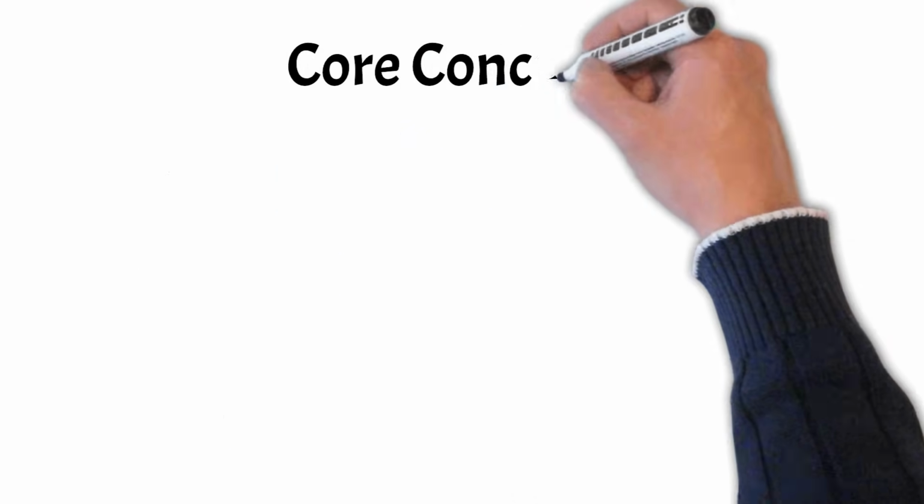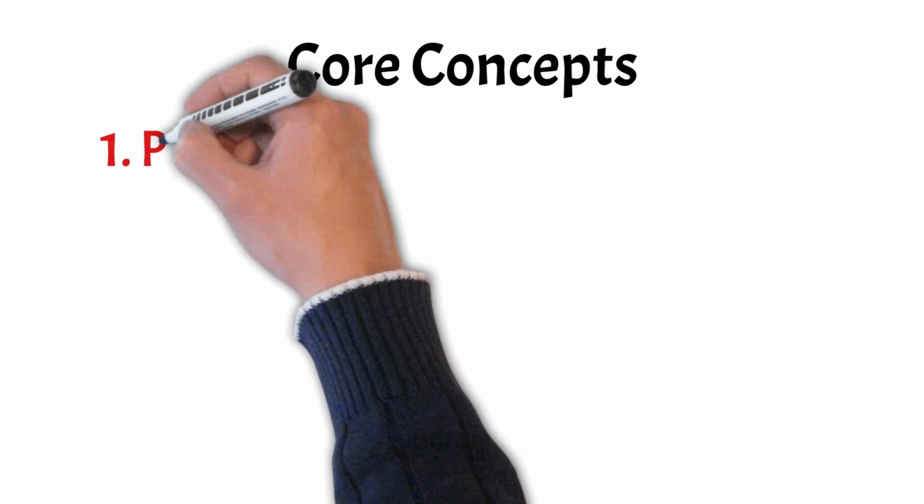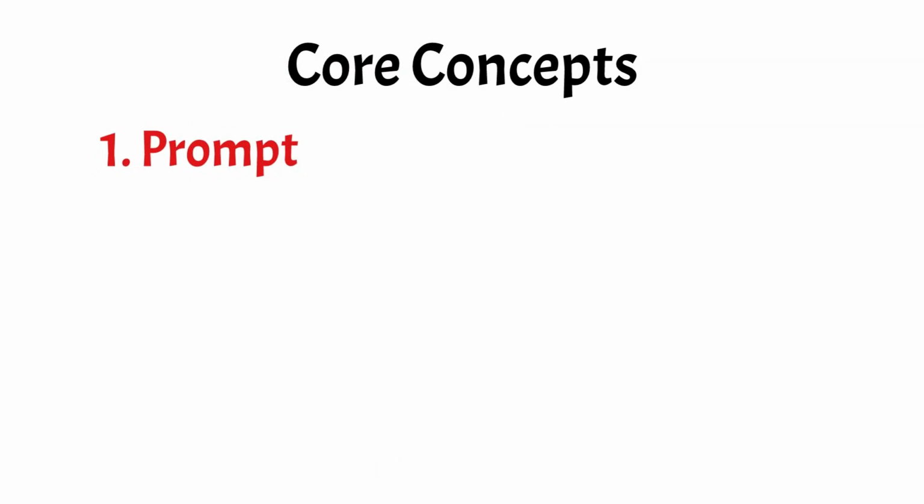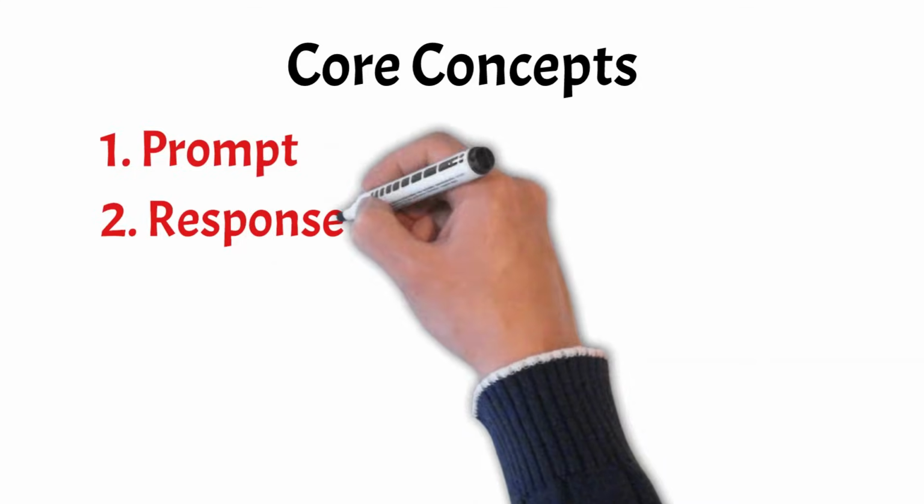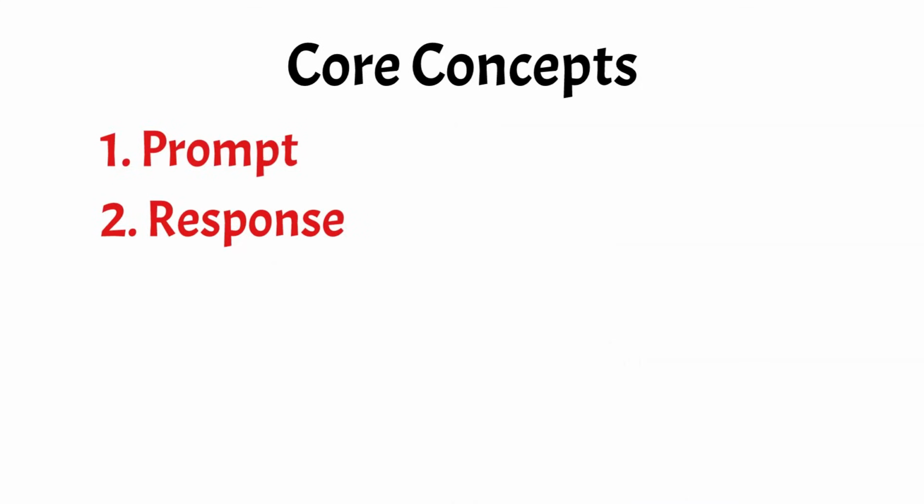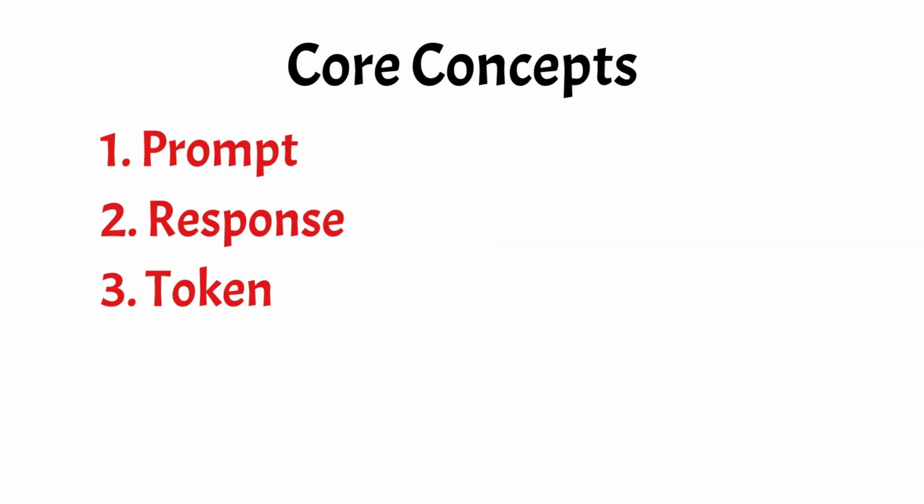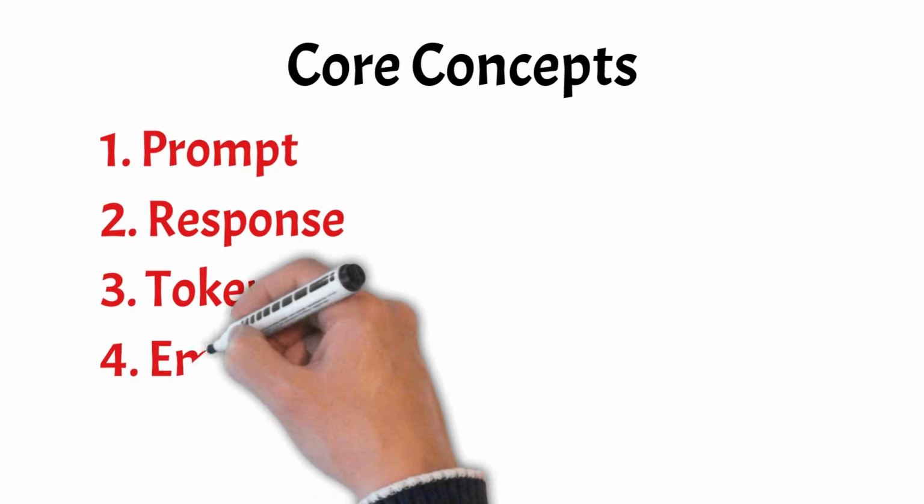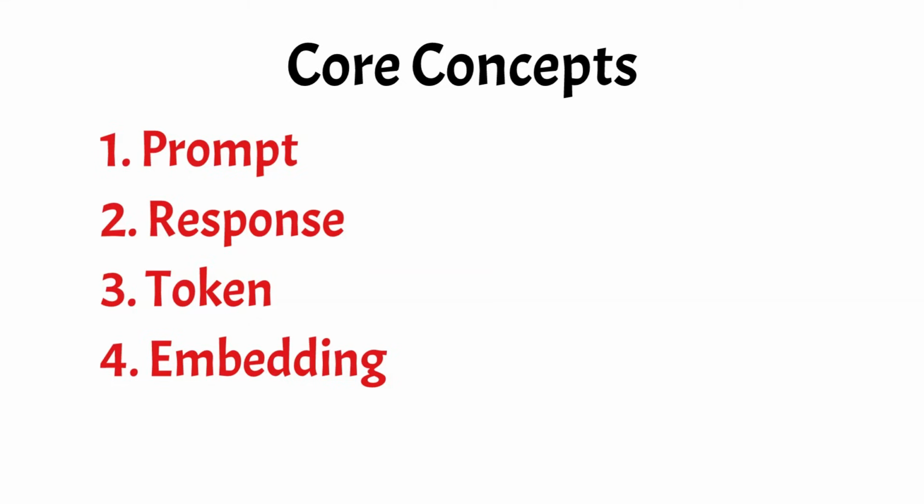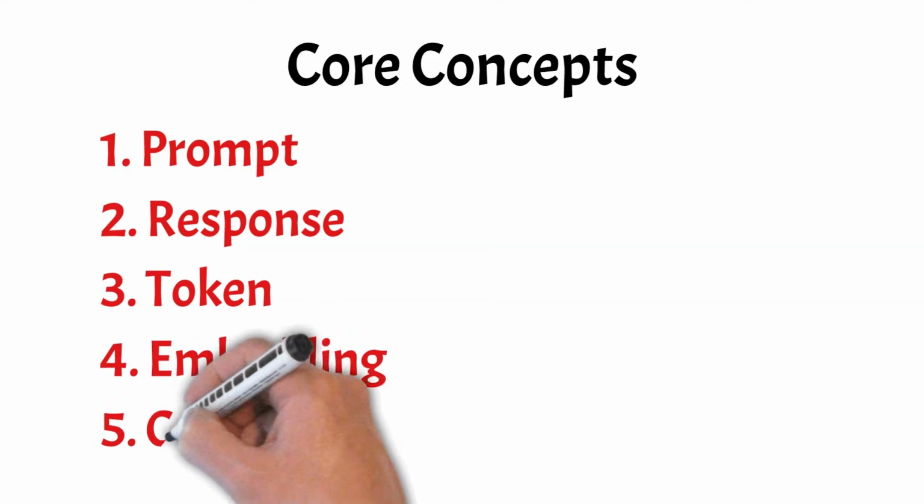Now let's take a look at the core LLM concepts. Every conversation with an AI starts with a prompt, the message or question you give to the model. What you get back is its response, generated one step at a time based on patterns it has learned. To the model, text isn't made of words, but smaller pieces called tokens, the building blocks it uses to read and write language. Underneath it all, every word or idea is represented as an embedding, a mathematical way for the model to understand how meanings relate to each other.